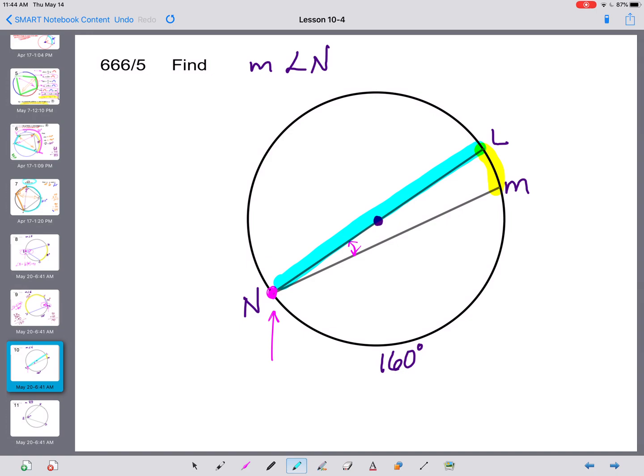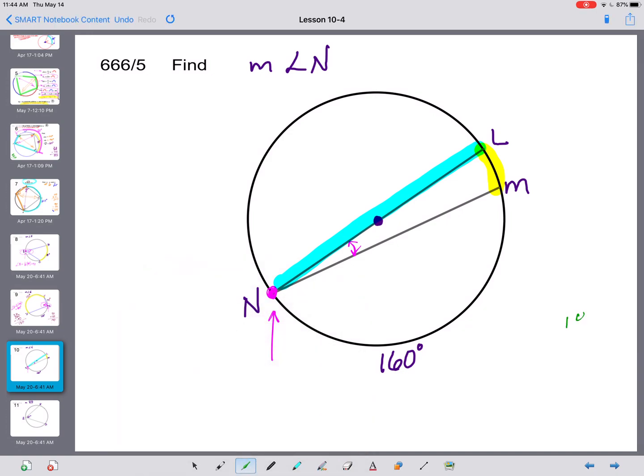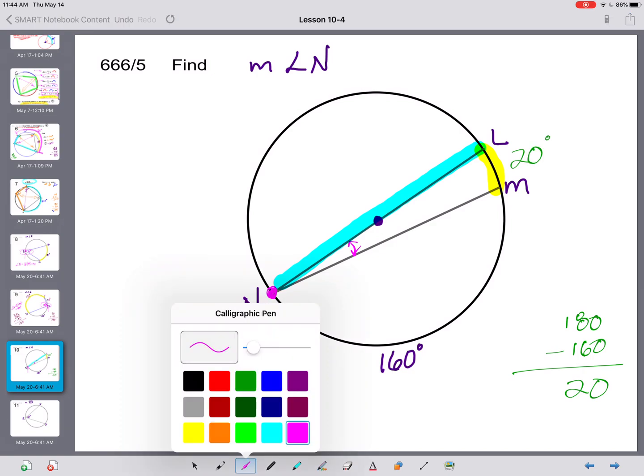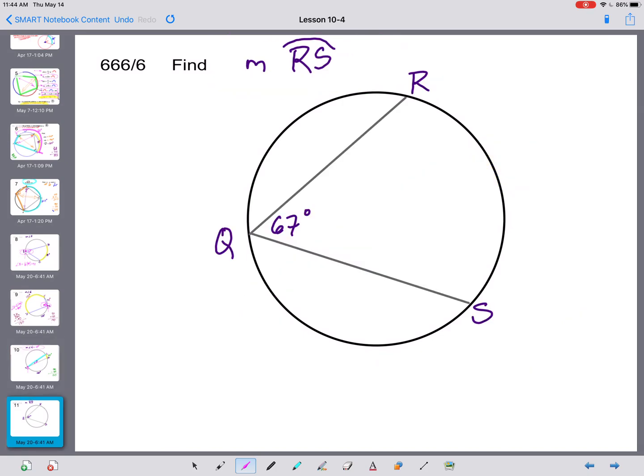Oh, yeah. So, hey, half a circle is 180. Here we go. 180 minus 160. Oh, yeah, here it is. Boom. 20 degrees there. Inscribed angle, it's half of the arc. There it is. Angle N equals 10 degrees. Okay. What do we got here?